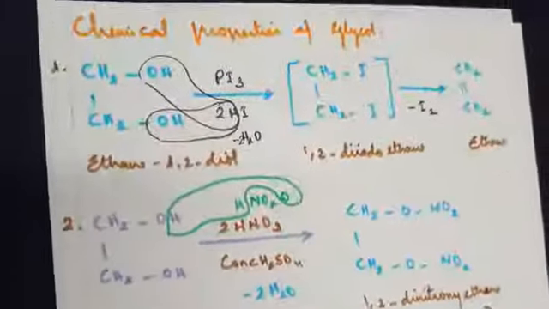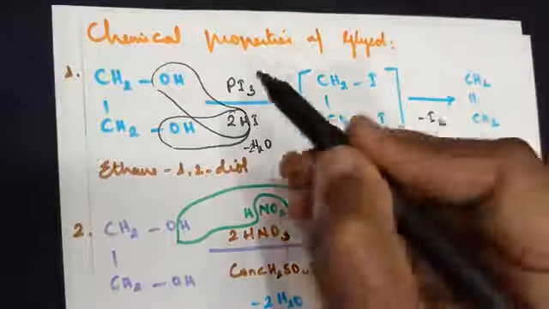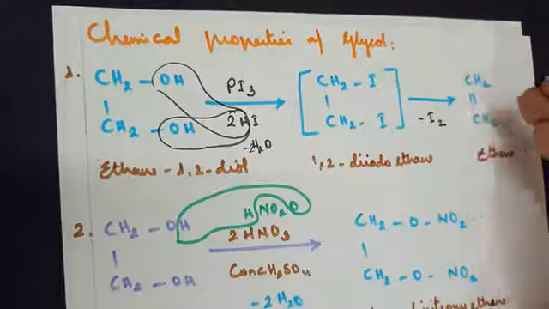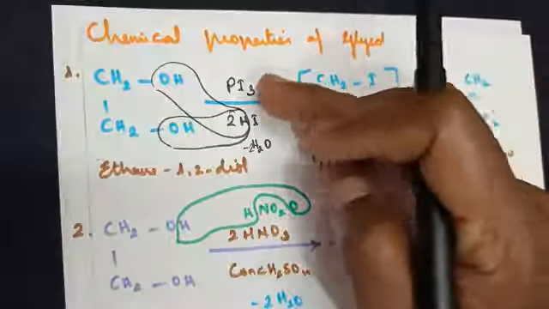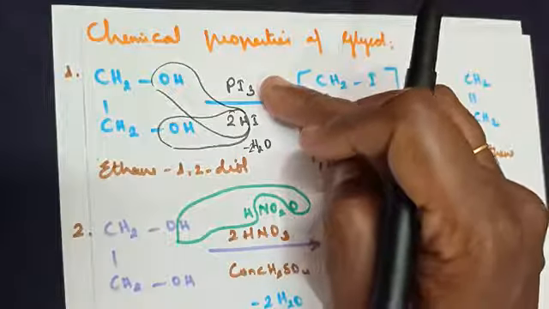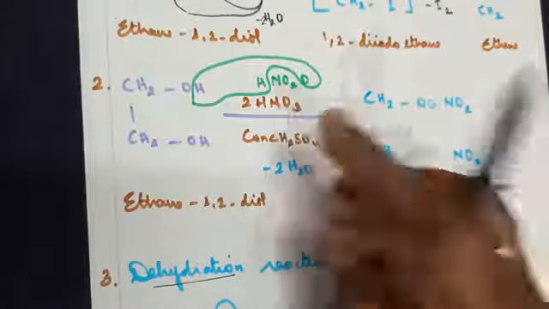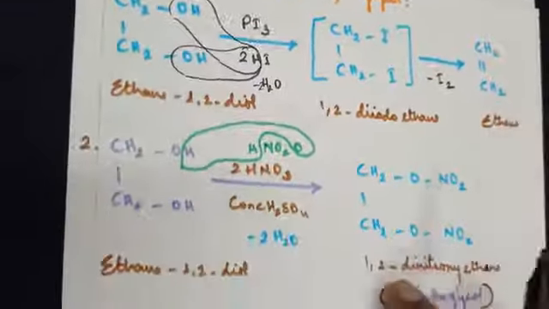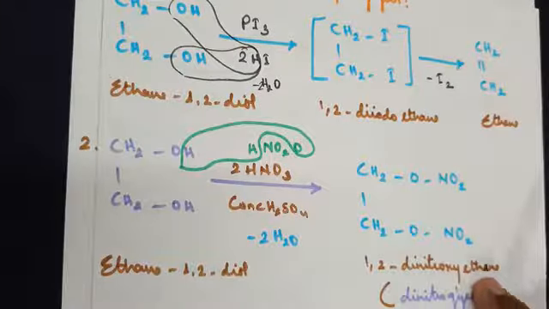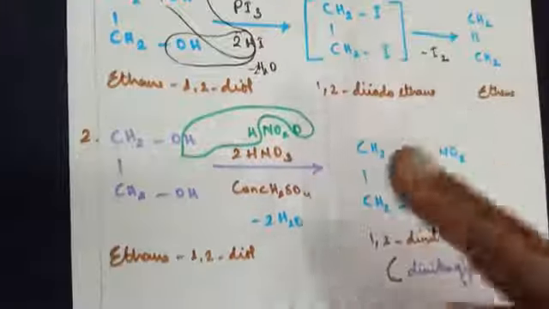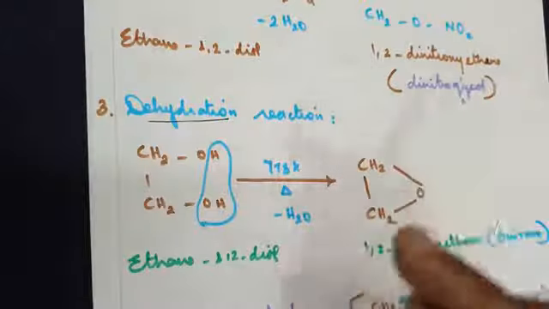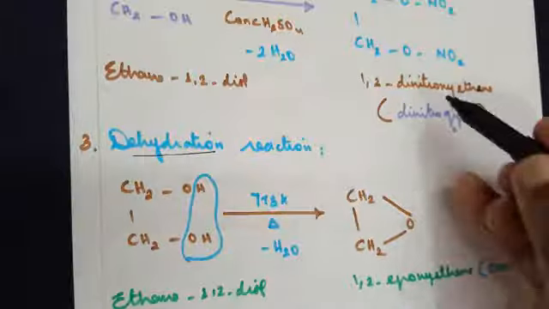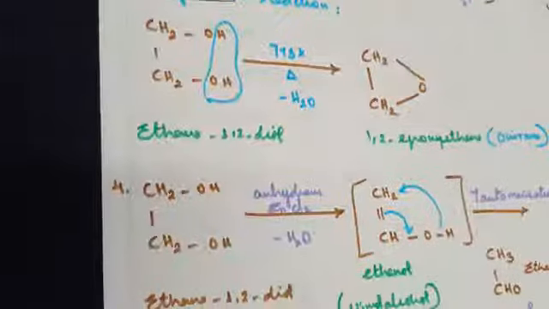All you need to remember in terms of chemical properties is what we are treating it with and what the final product is. Whether you treat with phosphorus triiodide or nitric acid, or heat it, these give you ethene, 1,2 dinitroxyethane and the epoxide respectively. Here also a water molecule is lost, here also a water molecule is lost, in the dehydration reaction also a water molecule is lost, but the products are different.